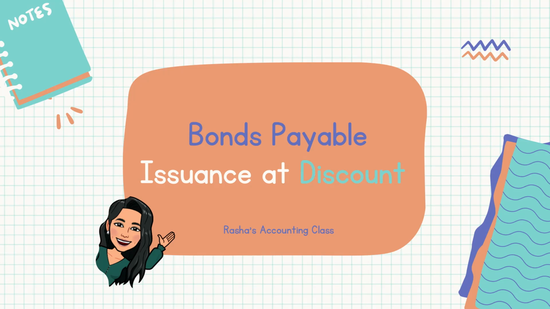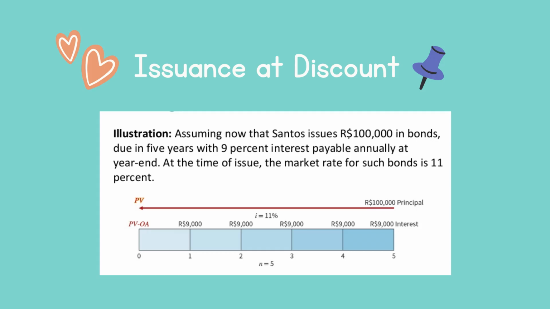Hello, we will talk about intermediate accounting, chapter 14, bonds payable. Okay, and now what if the issuance was at discount? Okay, now again, this is an example from the book, from Kieso's book.